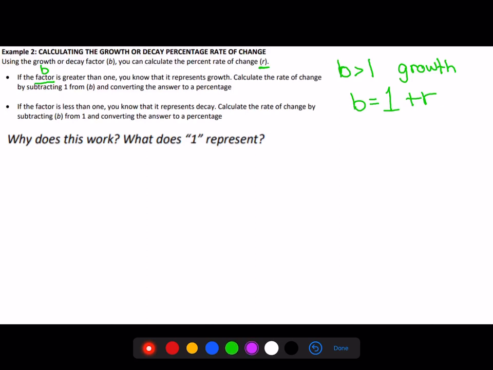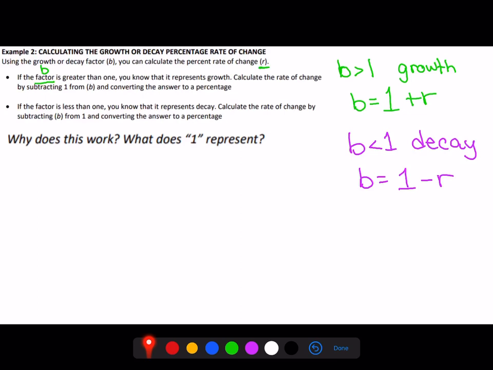Now, if B is smaller than 1, we know it's decay. So we can use the function B is equal to 1 minus R. So depending on whether we have growth or decay, we're going to use one of these two formulas. And the only thing that changes is growth we have plus, decay we have minus.